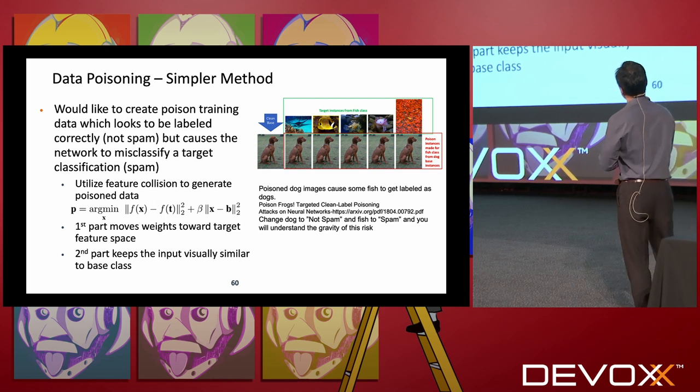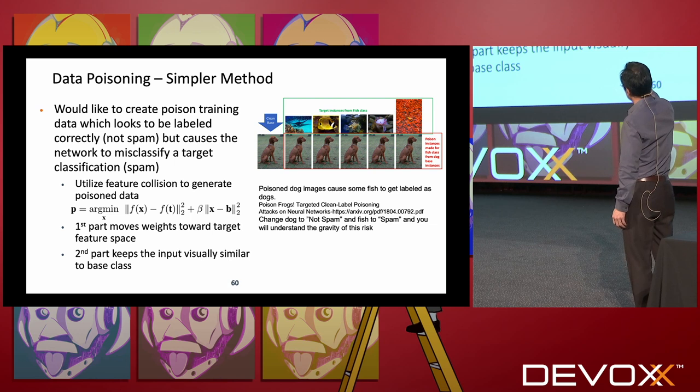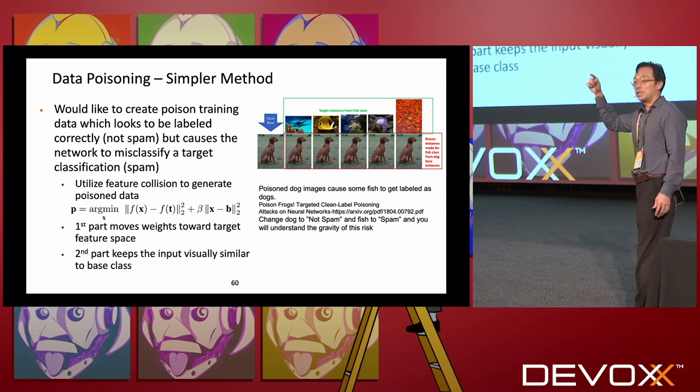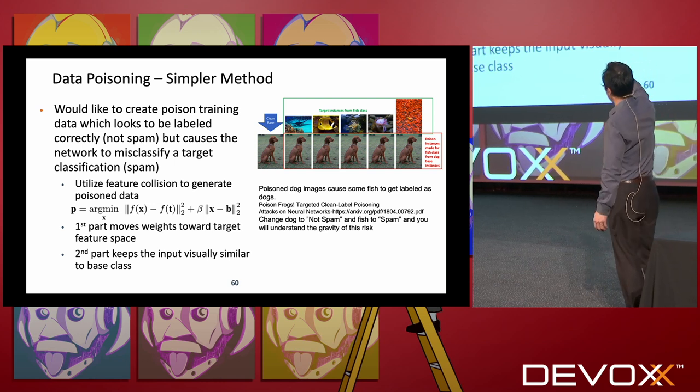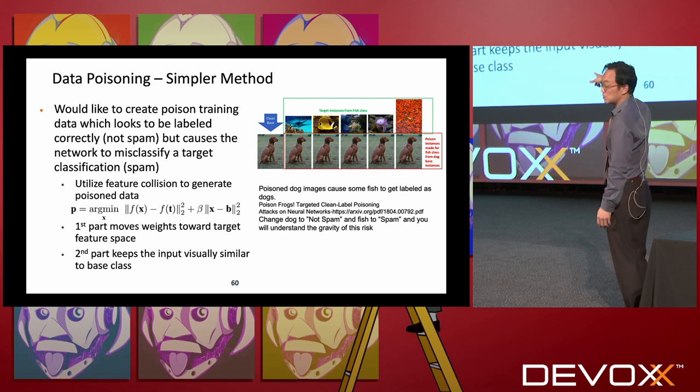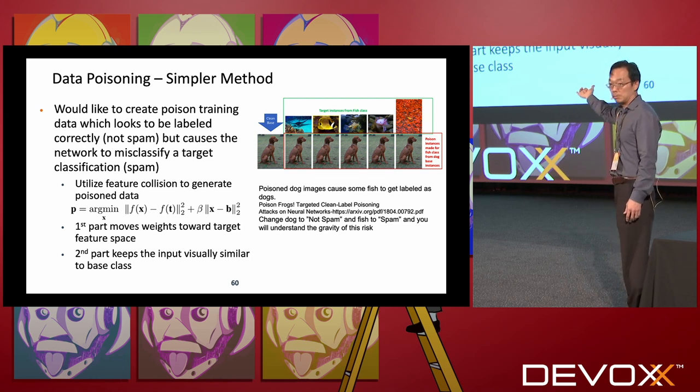So basically, the formula for it is there, and basically what it's saying is, F is representing our neural network model, and when we pass an input to it, we get an output, right?